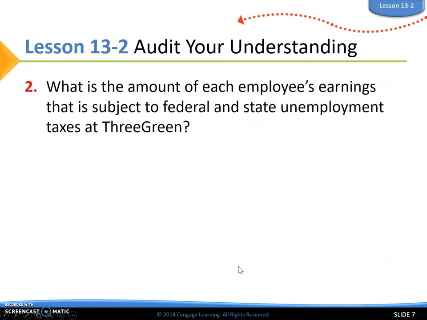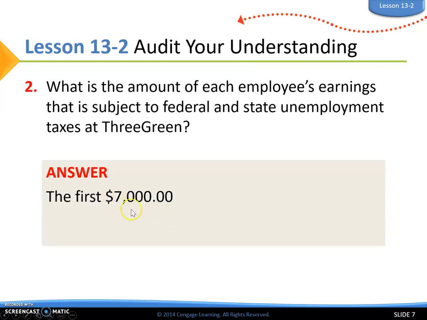Number 2, what is the amount of each employee's earnings that's subject to federal and state unemployment taxes at 3 Green? That's that first $7,000 of earnings.